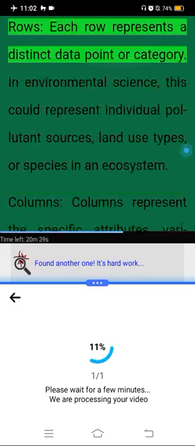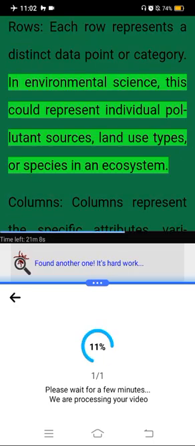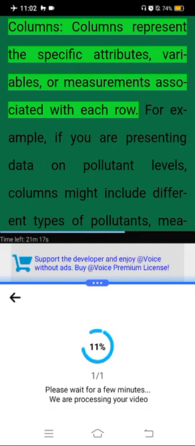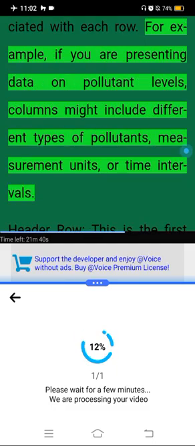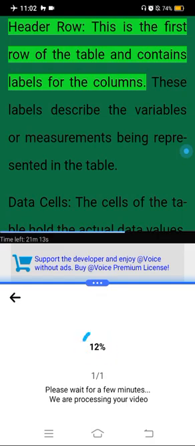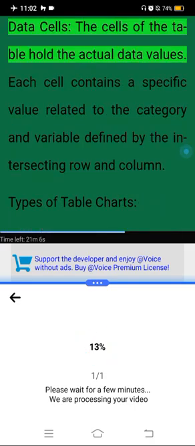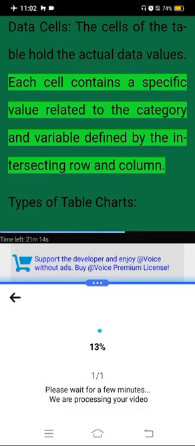Components of a table chart. Rows. Each row represents a distinct data point or category. In environmental science, this could represent individual pollutant sources, land use types, or species in an ecosystem. Columns. Columns represent the specific attributes, variables, or measurements associated with each row. For example, if you are presenting data on pollutant levels, columns might include different types of pollutants, measurement units, or time intervals. Header row. This is the first row of the table and contains labels for the columns. These labels describe the variables or measurements being represented in the table. Cells. The cells of the table hold the actual values. Each cell contains a specific value related to the category and variable defined by the intersecting row and column.